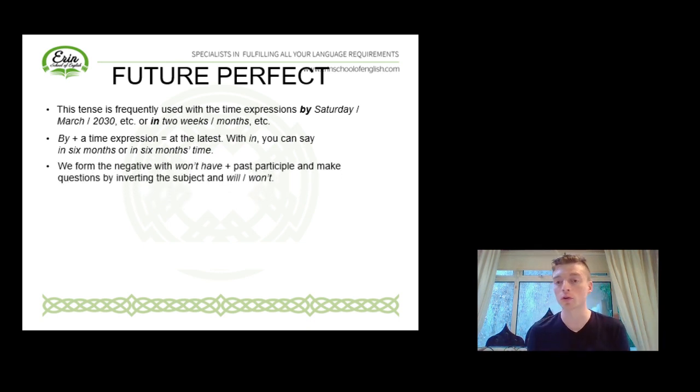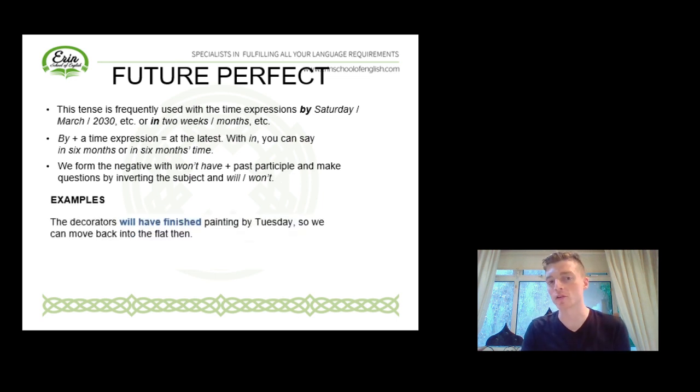For the negative, all we need to do is change will to will not. Now, of course, the contracted form is far more common. So won't plus have plus past participle. And finally, for the questions, all we need to do is just invert will with the subject. So instead of they will have built the stadium, if we want to make a question, will they have built the stadium? Great. Let's have a look at a few more examples.